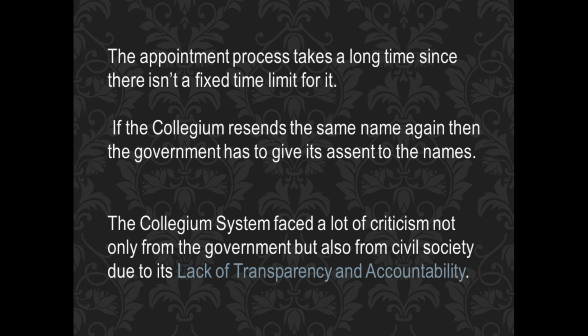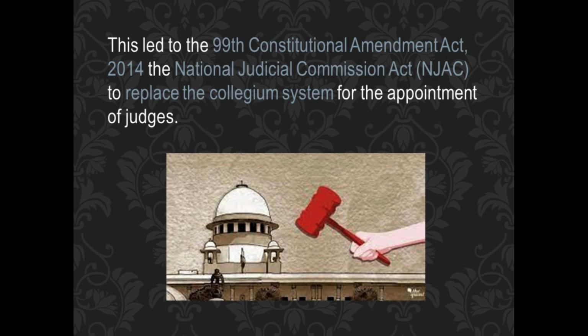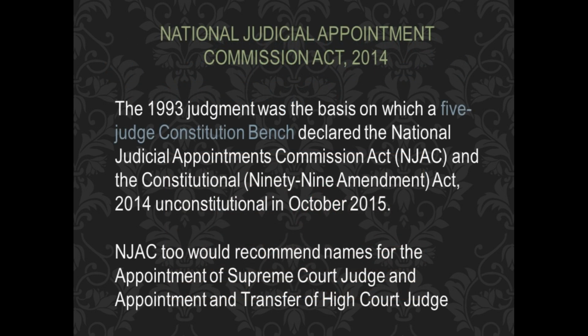The Collegium system faced a lot of criticism, not only from the government but also from civil societies due to its lack of transparency and accountability. This led to the 99th Constitutional Amendment Act 2014, the National Judicial Appointments Commission Act, to replace the Collegium system for the appointment of judges. The 1993 judgment was the basis on which a 5-judge constitution bench declared the National Judicial Appointments Commission Act and the 99th Constitutional Amendment Act 2014 unconstitutional in October 2015.